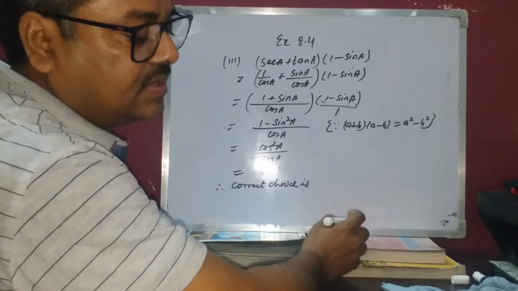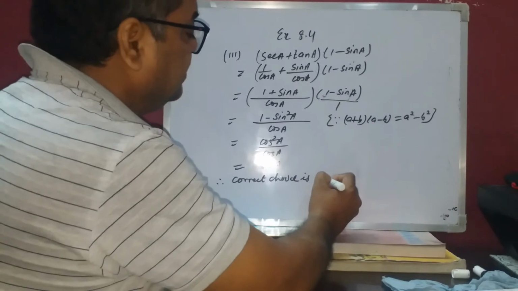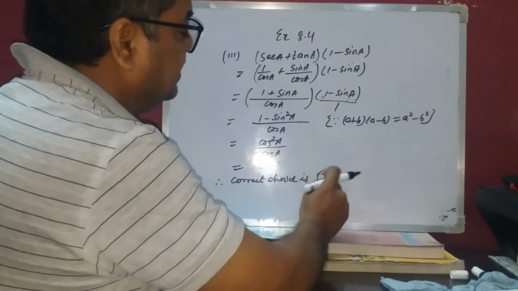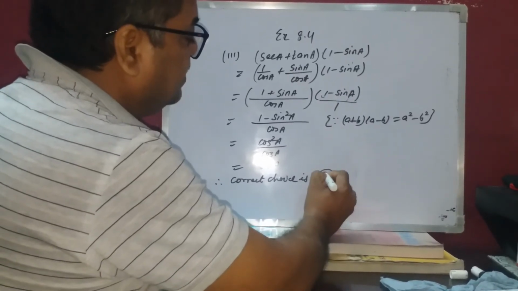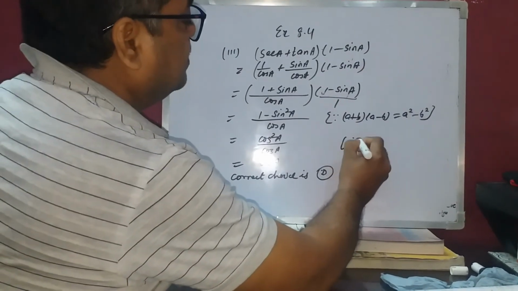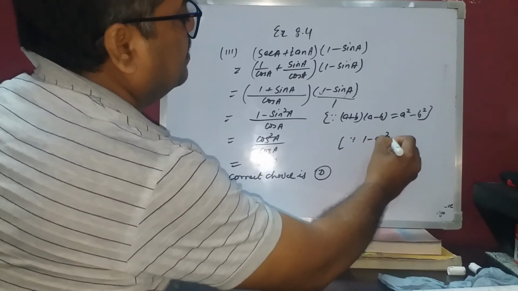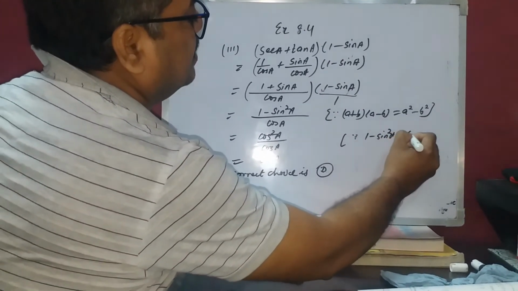The correct choice is mentioned in section D, choice D. Write it. Okay, and you write here, since 1 minus sin square A is equal to cos square A.